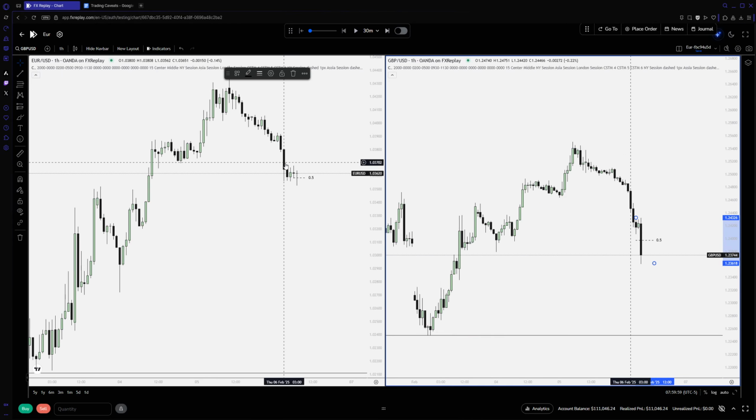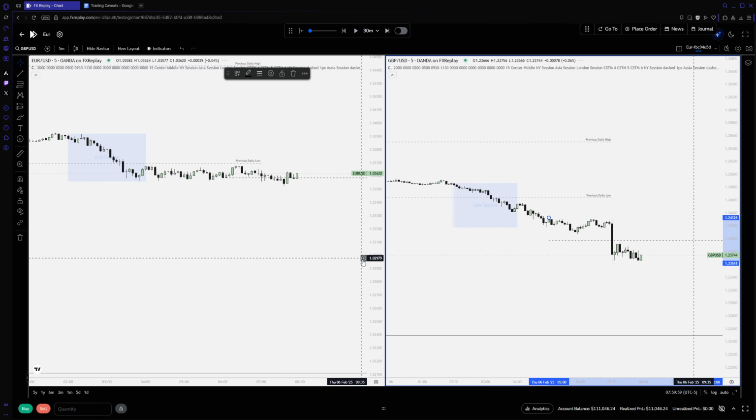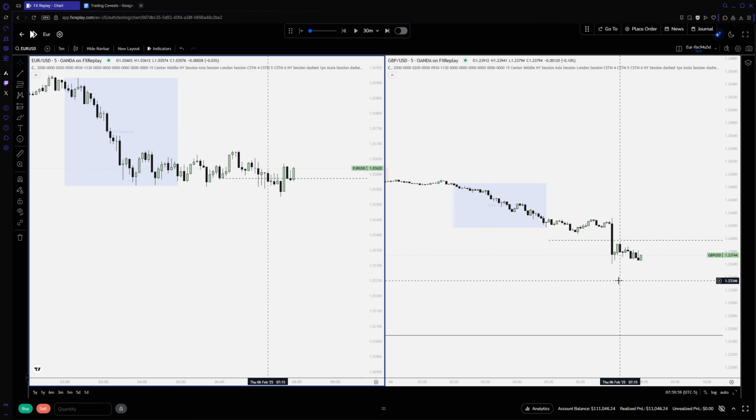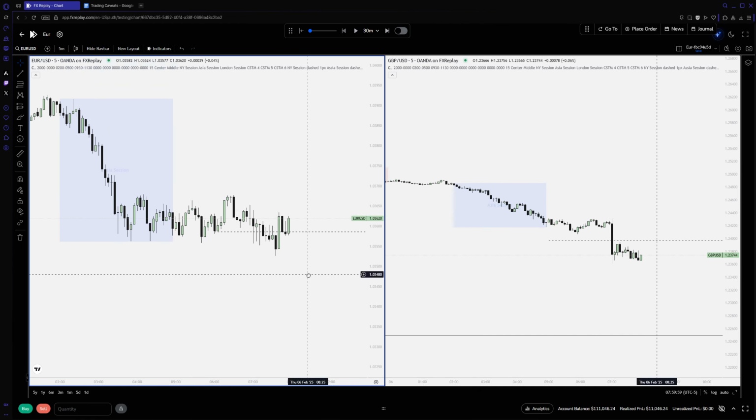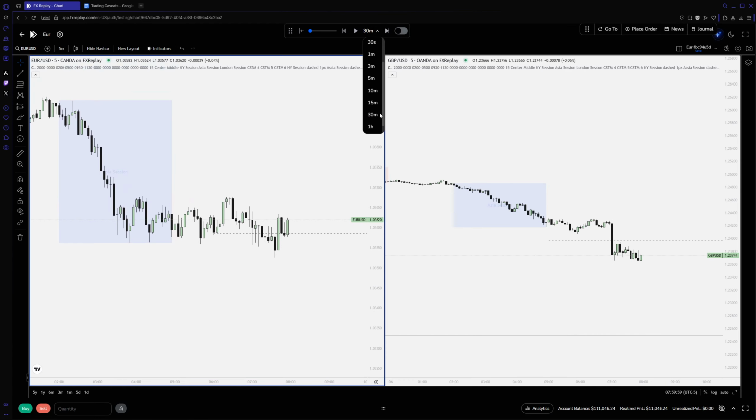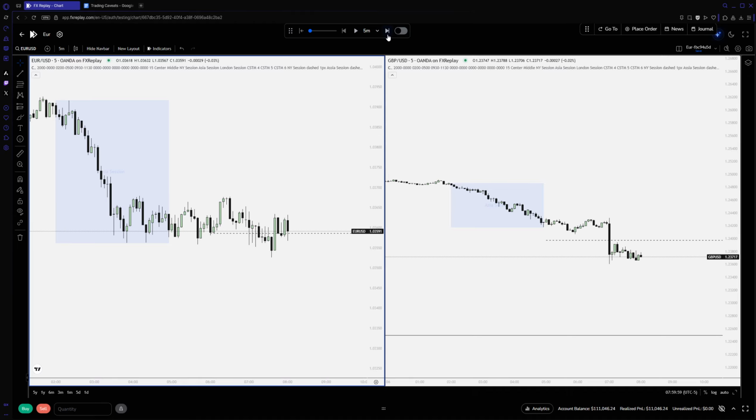This is kind of a consolidation, right? We can't just fall off the face of Earth. This was not a consolidation. You see there's only like one body candle here. There's multiple candles here. We have to fade this high. Anyways, I'm talking too much. So, let's see if we get that continuation I was looking for.